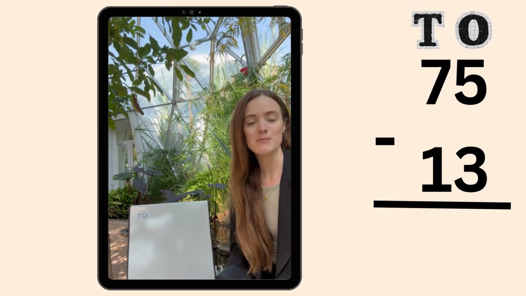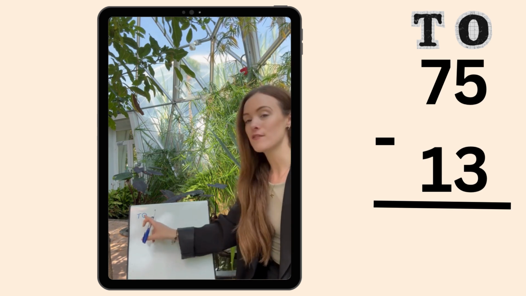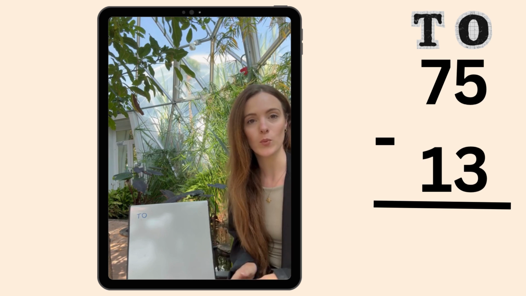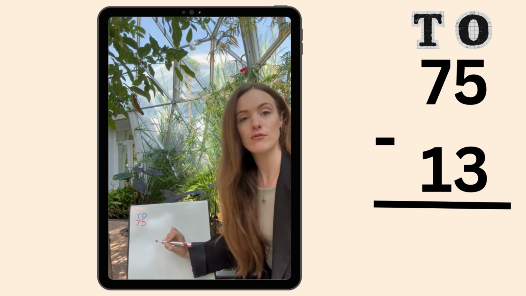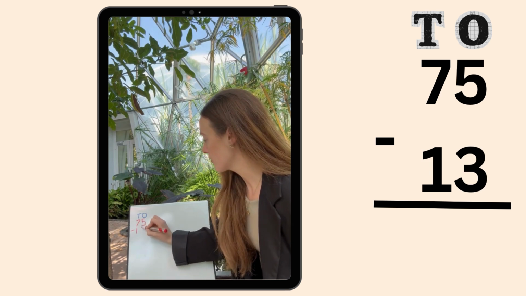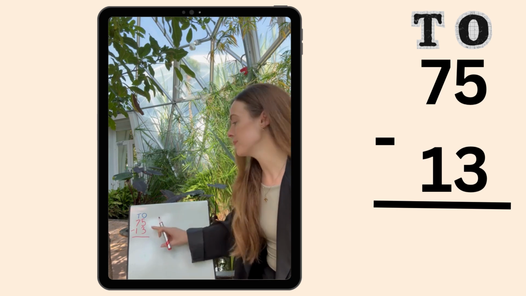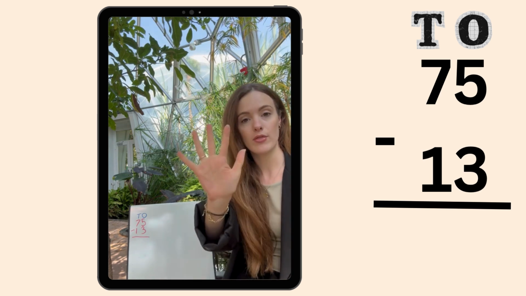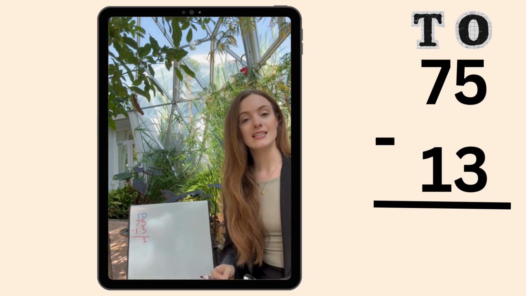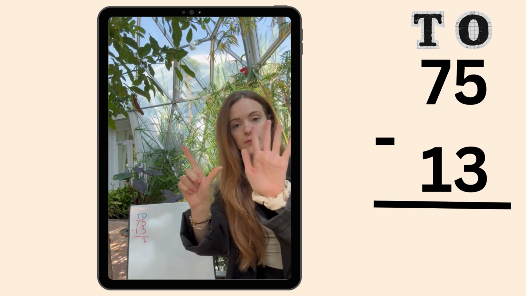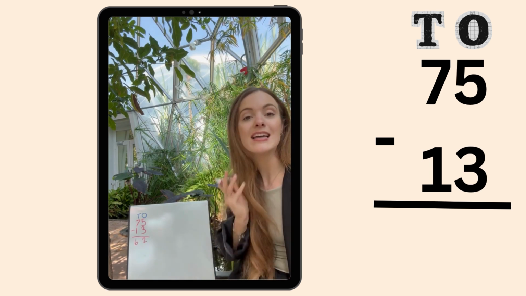First question that we're going to be completing today is 75 take away 13. So first of all, don't forget your tens and ones. 75 take away 13. You always start with the ones column. 5 take away 3 is 2. And 7 take away 1 is 6. So your answer is 62.